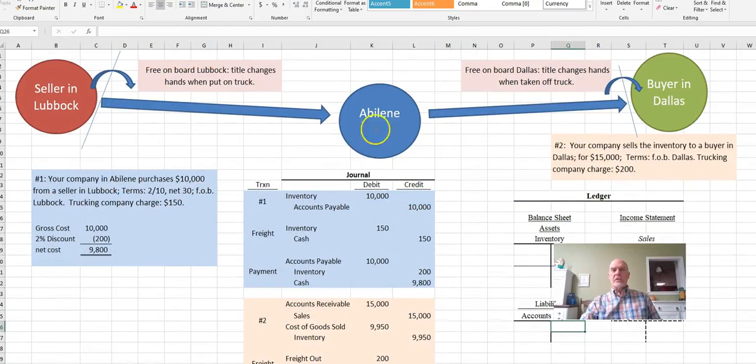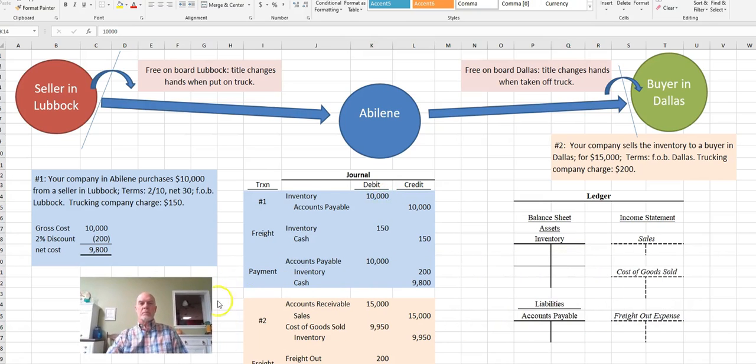So here is kind of a replication of what we had just seen. Look at transaction 1. It says your company in Abilene purchases $10,000 of product from a seller in Lubbock. Terms 2/10 net 30 FOB Lubbock. And the trucking company is going to charge $150. Okay, for $10,000, we're going to debit inventory, credit accounts payable, $10,000.